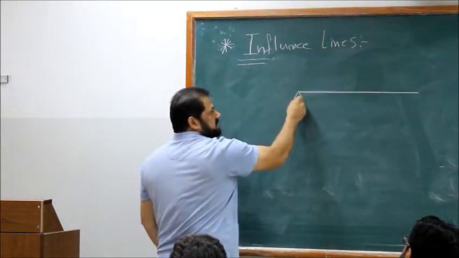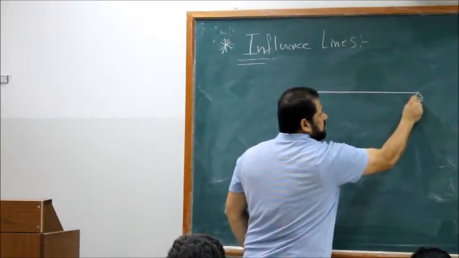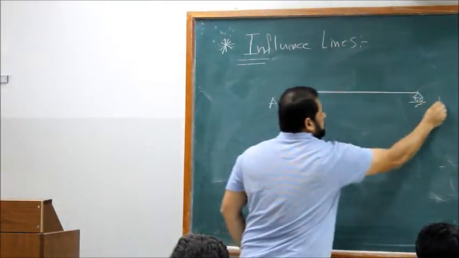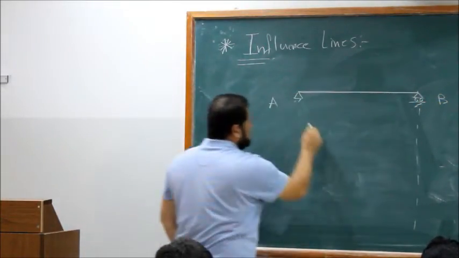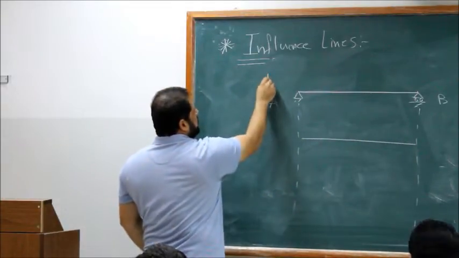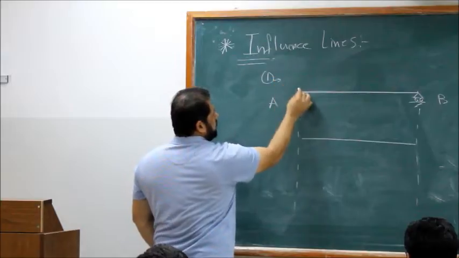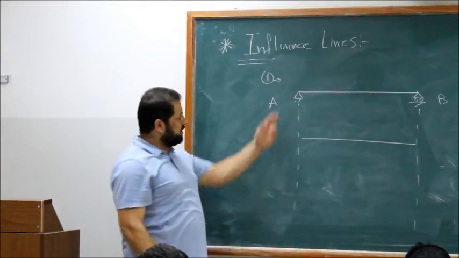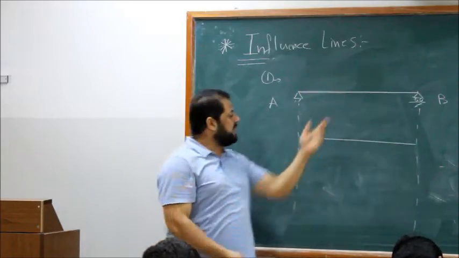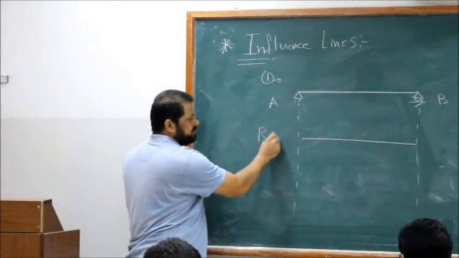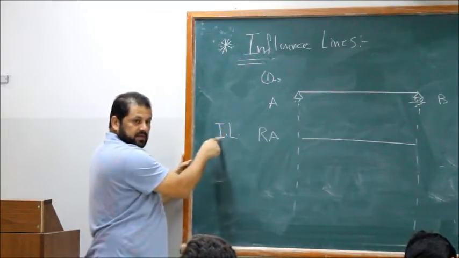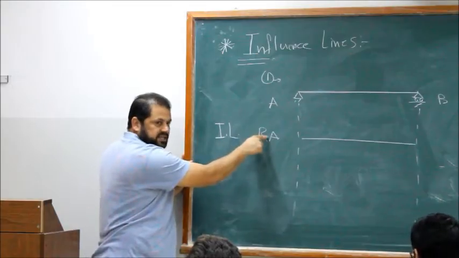Now, just to give you a review of the influence line, this is a simply supported beam. Right? Simply supported beam, A and B. This is 1 unit load. When a unit load is moving across this beam, what's happening to the reaction at A? 1. So this is IL, the influence line for the reaction at A.